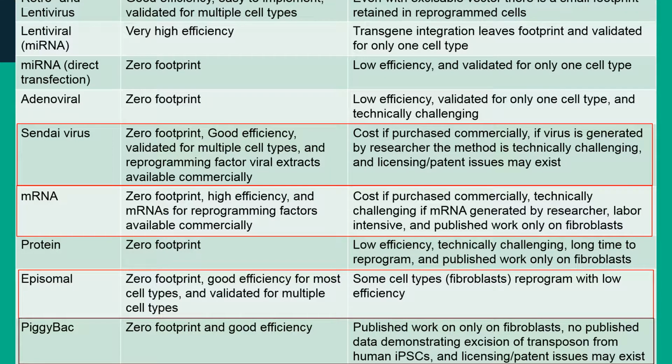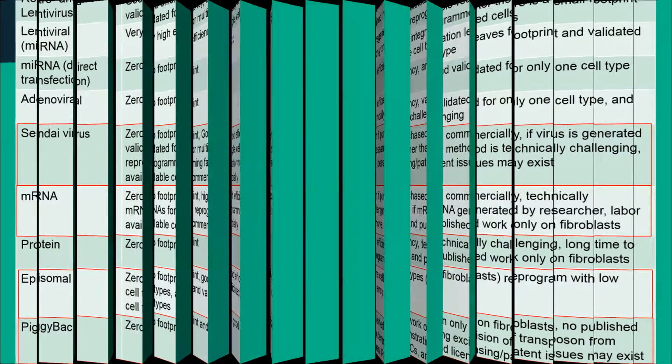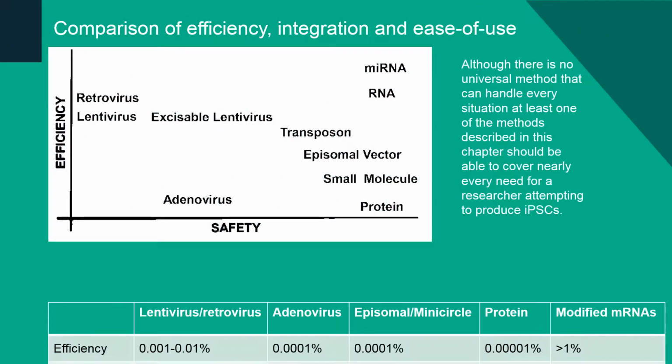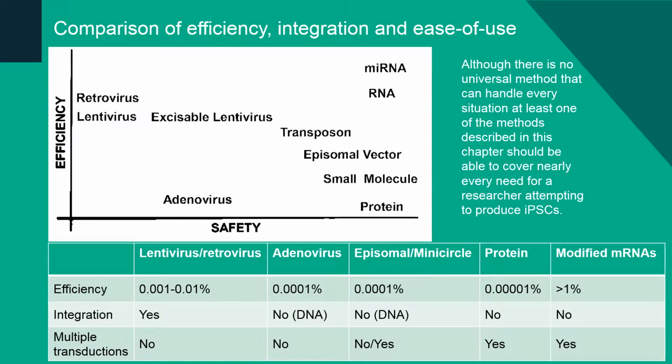PiggyBac may be an attractive alternative but published studies in human cells are limited and excision of the PiggyBac insertion has not been reported in human iPSCs. The remaining methods that have been discussed all either have severe limitations or have not been validated with the stringency required to express full confidence in their capabilities. Although there is no universal method that can handle every situation, at least one of the methods described in this chapter should be able to cover nearly every need for a researcher attempting to produce iPSCs.